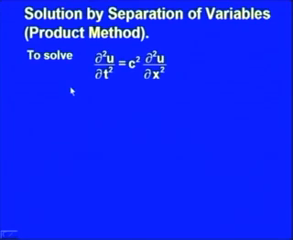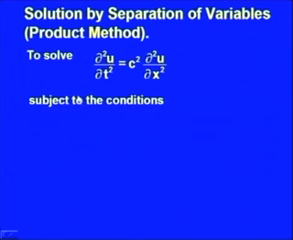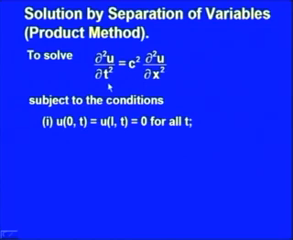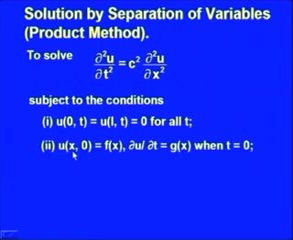Now, let us solve this differential equation using the separation of variables method, which is also known as the product method. So, we shall be solving this one dimensional wave equation subject to the conditions u 0 t equal to u l t equal to 0, which are the two boundary conditions, and the initial conditions we shall take as the most general case, that is at the time t equal to 0 u is given by f x, and at time t equal to 0 the velocity is given by g x.